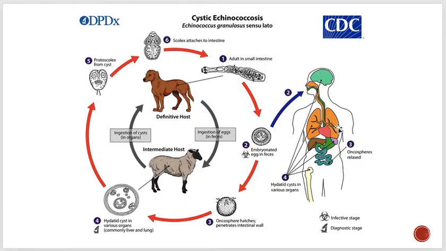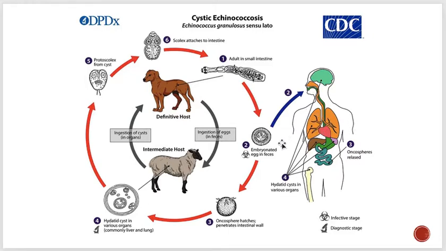Now, we are not going to discuss Echinococcus multilocularis, but it has almost the same cycle, requiring two hosts. The primary host is a fox, although it can also affect cats and dogs, but they have a little different story.